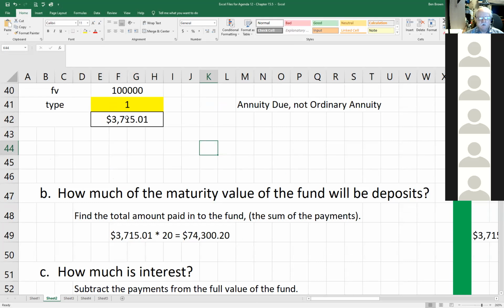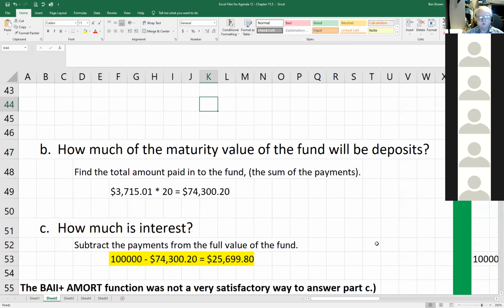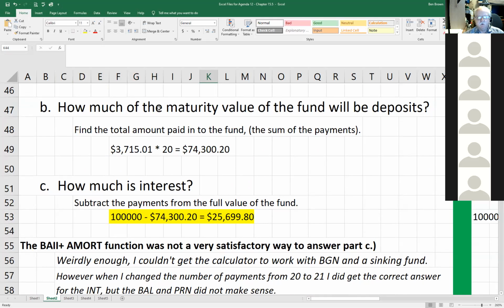Once we know that payment, then we can look at the questions they're asking us. How much of the maturity value of the fund will be deposits? So we take the payment we just found times 20, and we find that they're actually depositing 74,300. And so now we need to know, well, how much of the money they end up with in the fund is interest. We know they end up with 100,000. We take away the payments and we find that they're getting $25,699.80 in interest.